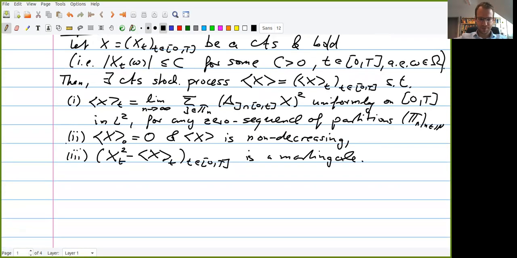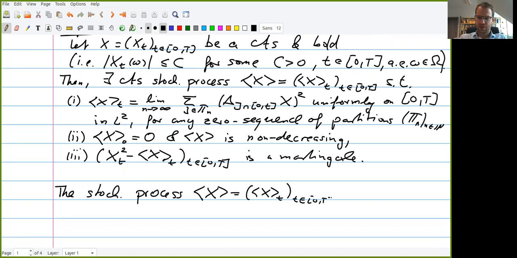Okay, so let me make this into a definition. We will refine it for a more general class later on. So this bracket process <X> is called the quadratic variation of X.